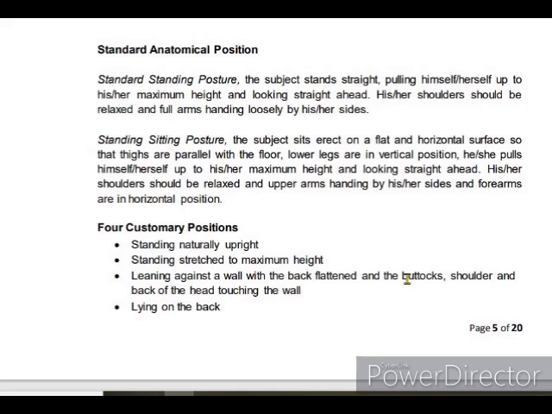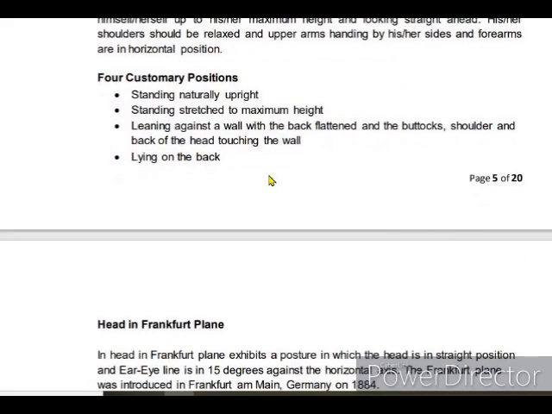So her shoulders should be relaxed and upper arms hanging by his sides and forearms are in horizontal position. So proper spacing, okay. So next, four customary positions. So first, standing naturally upright. Okay, so you should remember this. These are the most or the customary positions.